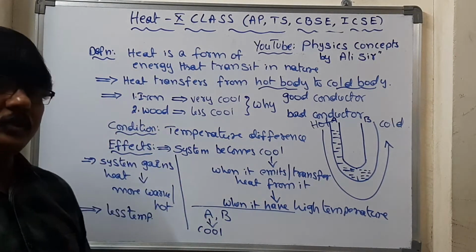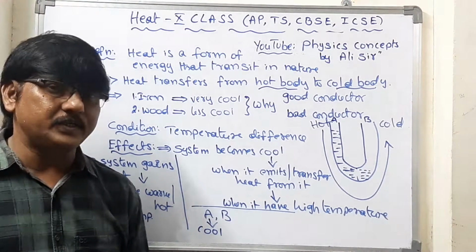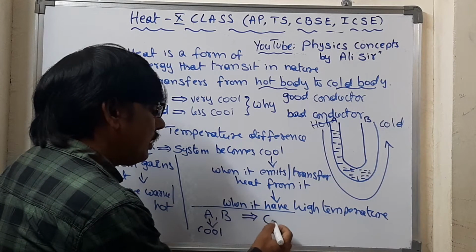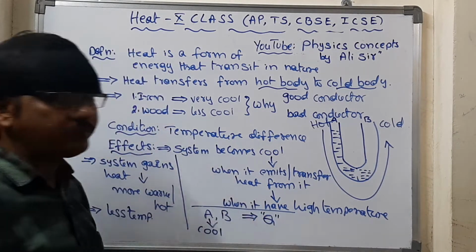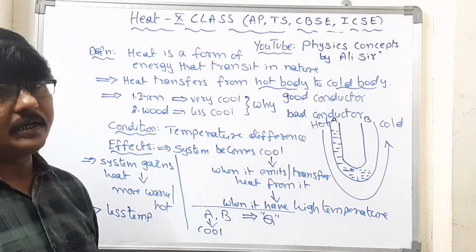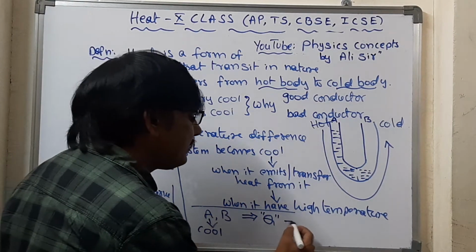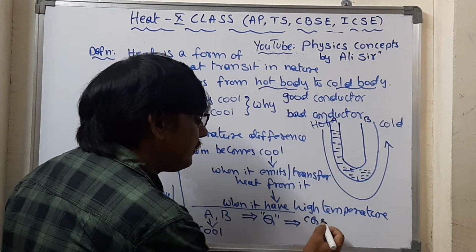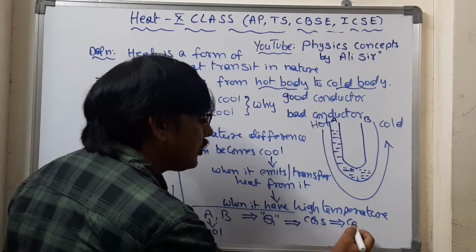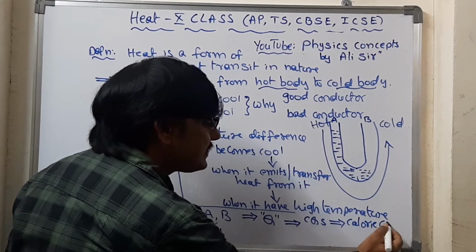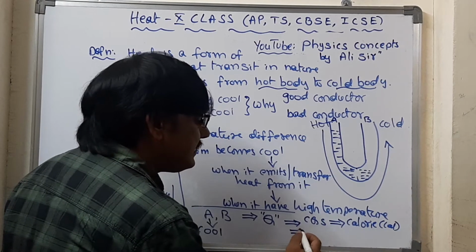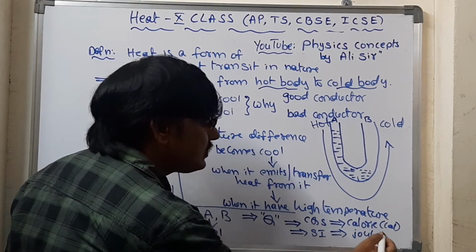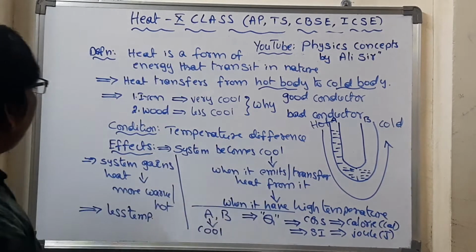The next one is: what are the units of heat? Heat is represented by the letter Q. Then what are the units of heat? In the CGS system, heat is measured in the calorie, and in the SI system, heat is measured in the joule.